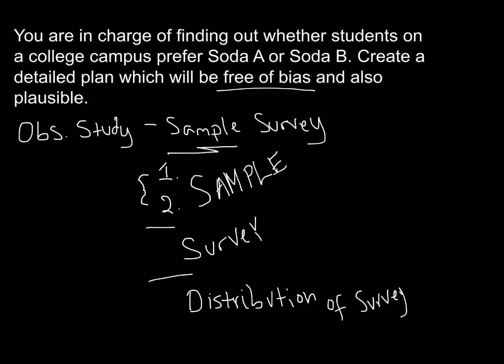Distribution of survey. And for each of these, I want you to make sure that you're doing it in such a way that is avoiding bias. So you're going to need to have a detailed plan. That's what I'm going to check for tomorrow. And you're going to present your plan to those in your group, and we're going to vote on whether or not your plan is going to lead us to a bias-free observational study.